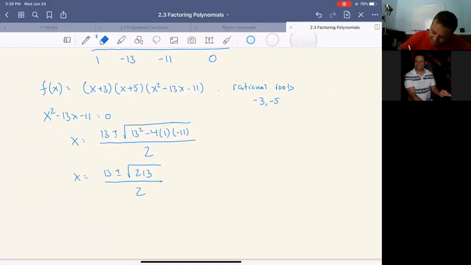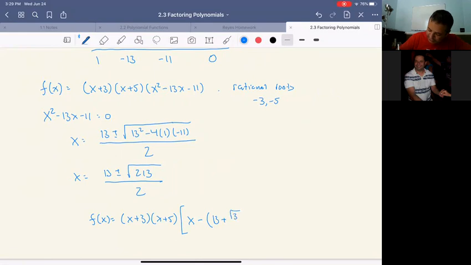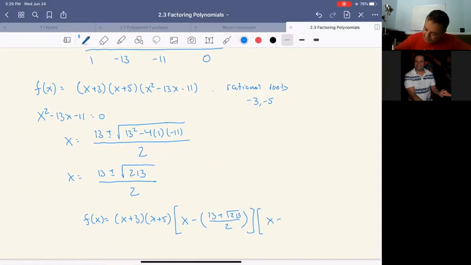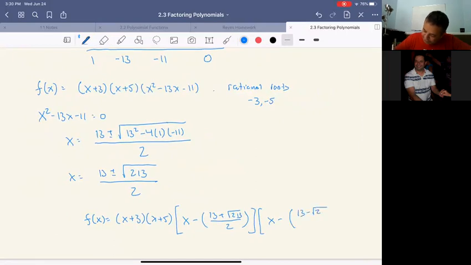So our f of x completely is x plus 3, x plus 5, x minus (13 plus square root of 213) over 2, x minus (13 minus square root of 213) over 2. Okay, so now these roots, those are not rational. That's why they don't show up in our list.